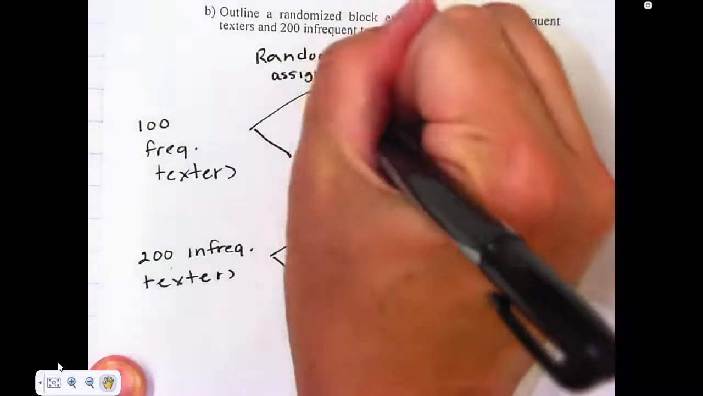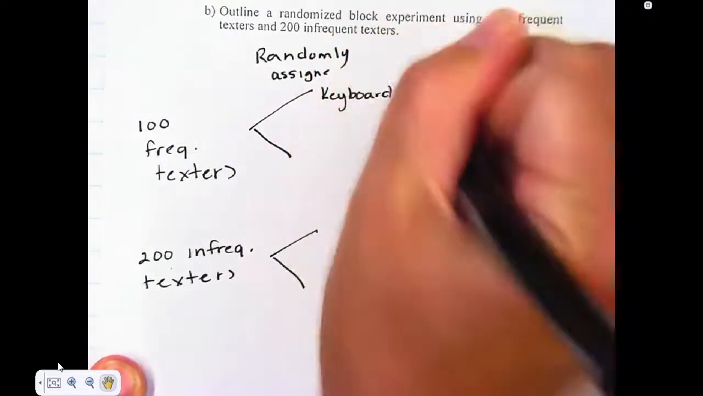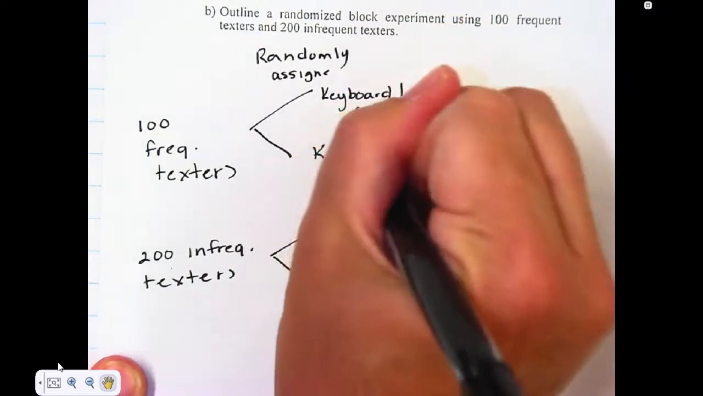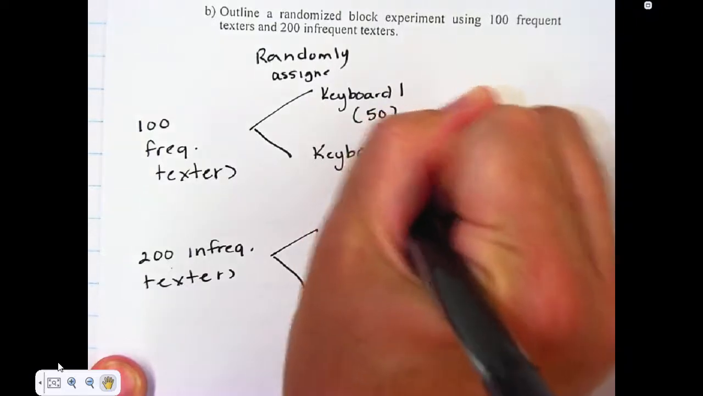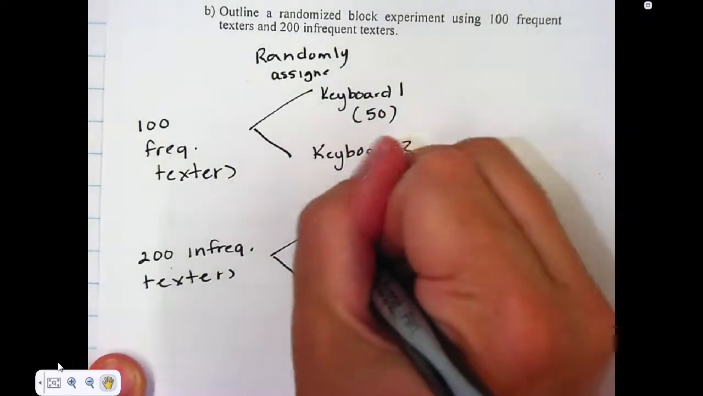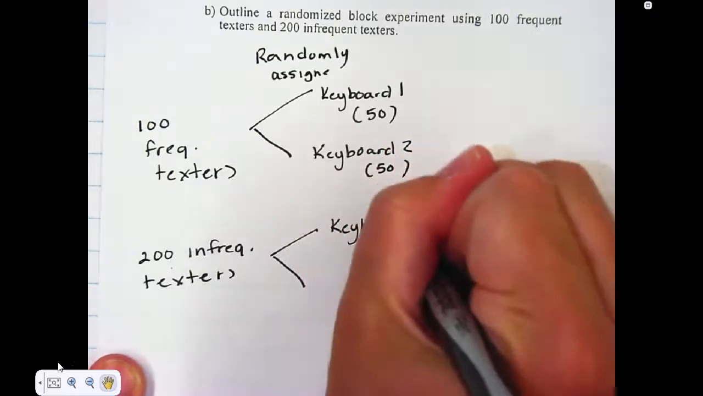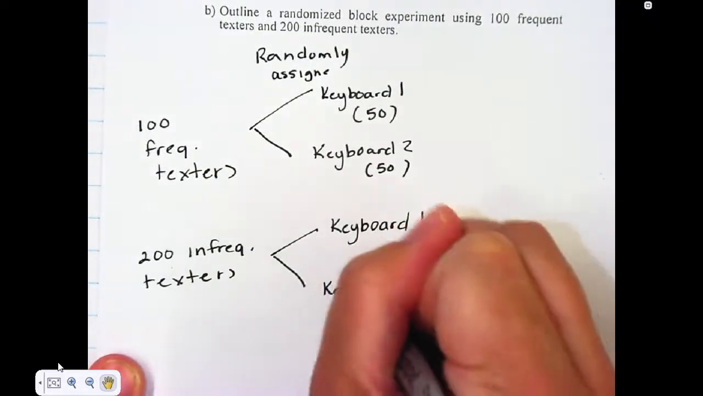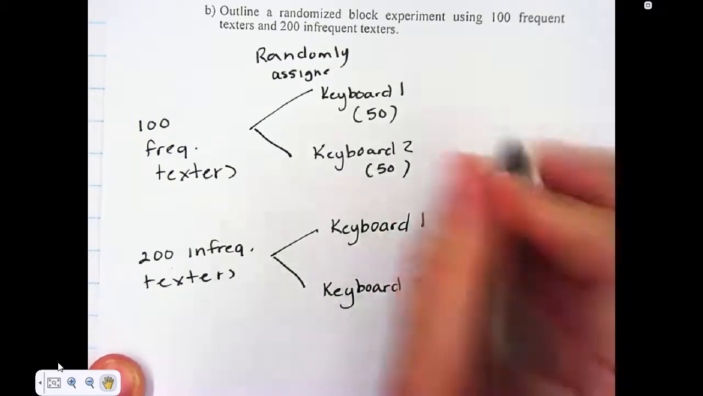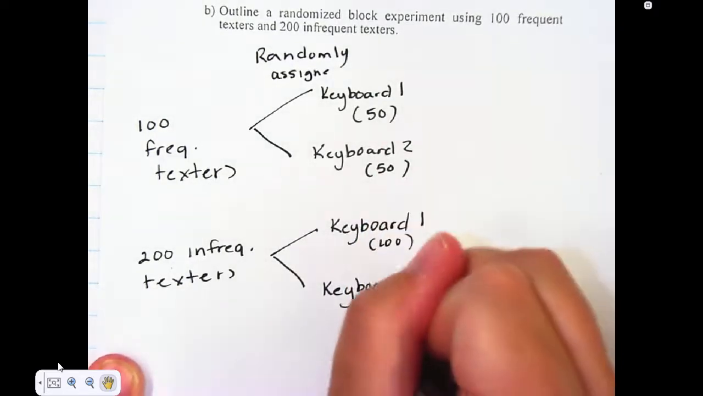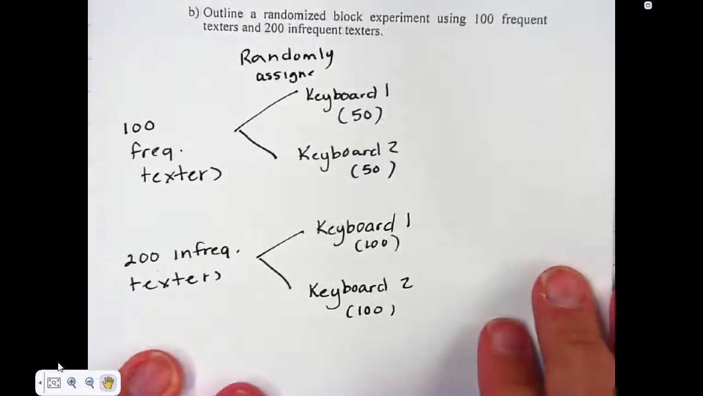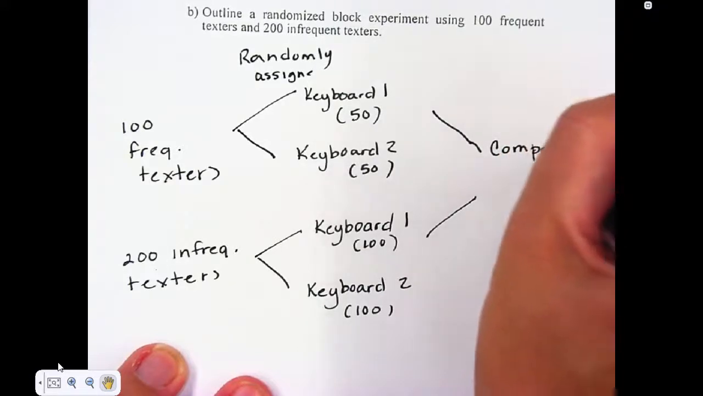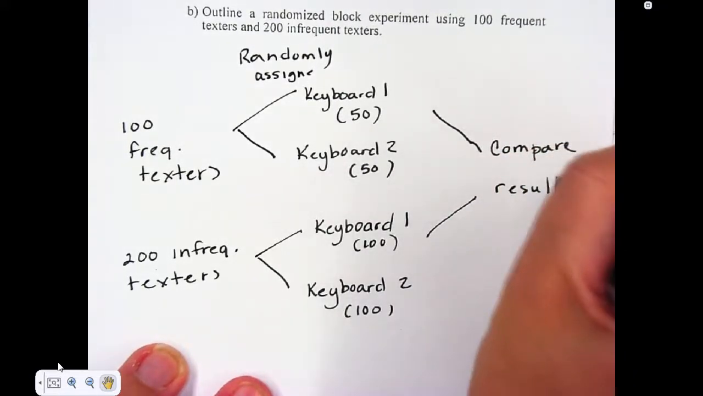I had keyboard 1. 50 would go in that group, and keyboard 2. 50 would go in that group. Then down here, my same group, I have the 2 same keyboards. So again, you can see it's eliminating that bias by making sure some of each group is on each keyboard. So I would have 100 here, and I would have 100 here. Once I have that, I would just gather my data, pool it all together, and I would compare results.